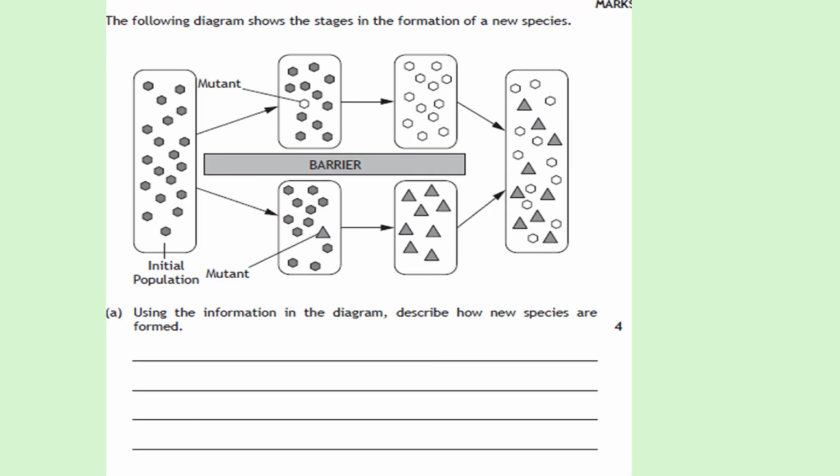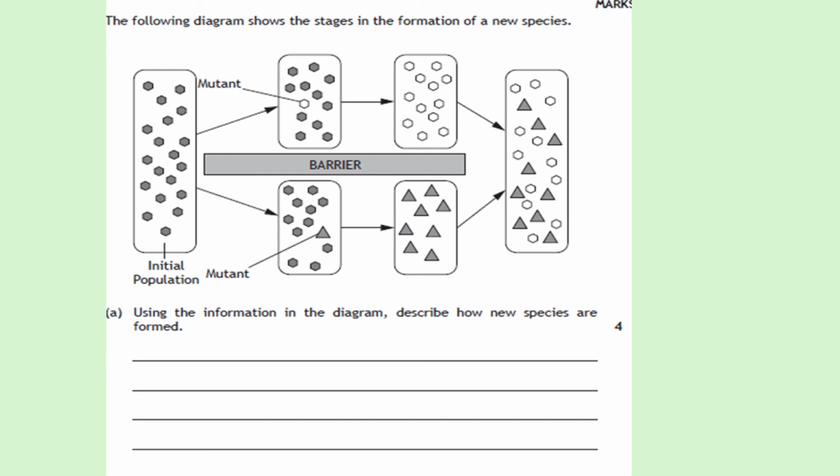So last question to answer, but it's a 4 marker. So let's see if we can answer this SQA question, which says the following diagram shows the stages in the formation of a new species. Using the information in the diagram, describe how new species are formed. So pause the video and write down the answer before I go over the answer. And remember, you need 4 points because it's worth 4 marks.